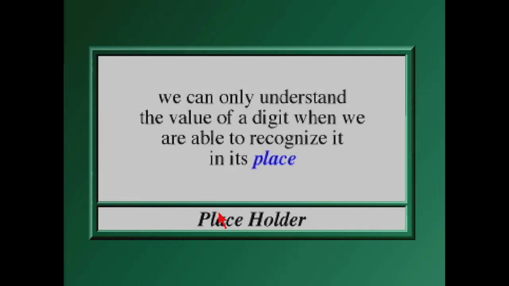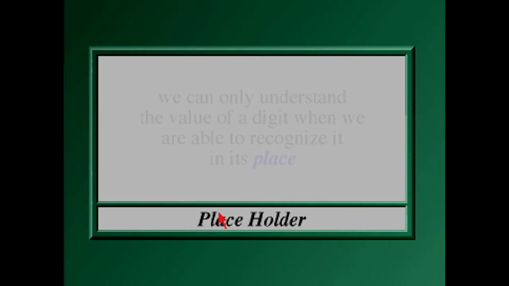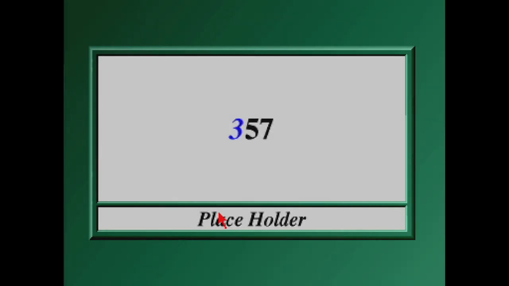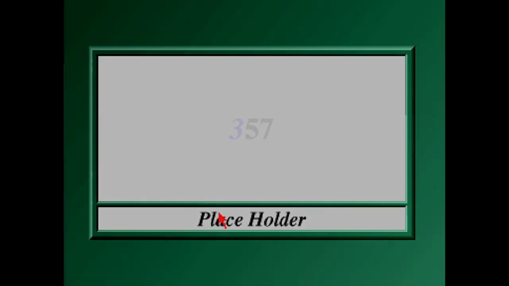With our numbering system, we can only understand the value of a digit when we are able to recognize it in its place. When the symbol for 3 is used to represent the number 357, it is easy to see where its place is. But when it is used by itself to represent 30, it is difficult to know for sure what its magnitude is. So the 0 is used as a placeholder. Now the symbols 3 and 0 are used to represent the number 30.